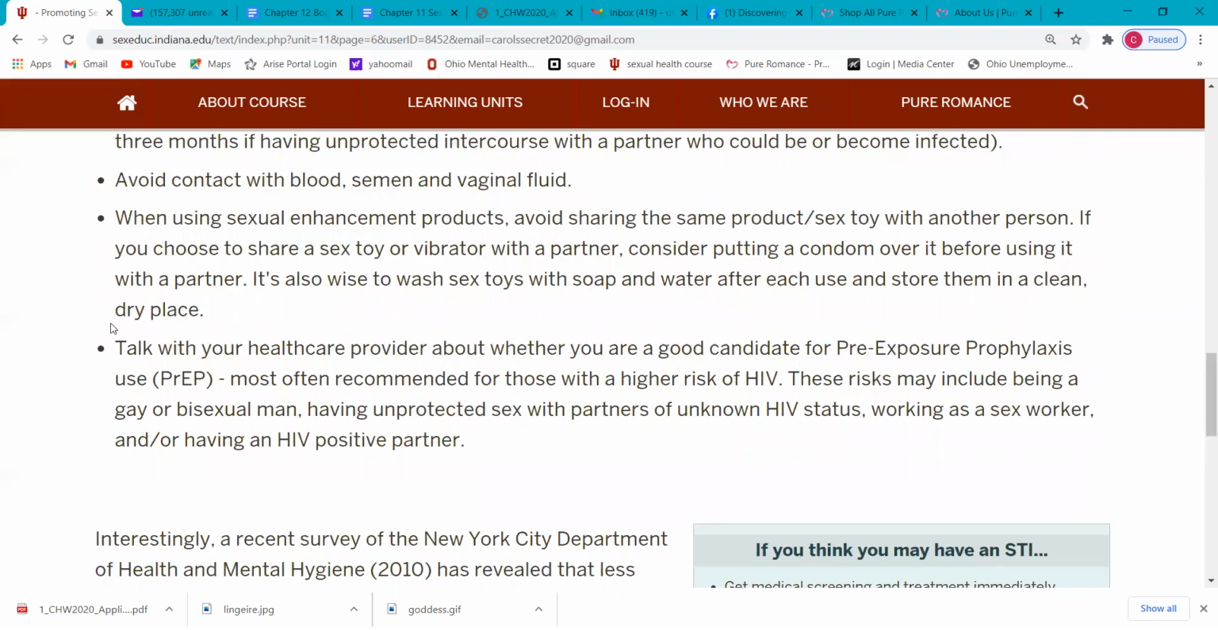It's also wise to wash sex toys after use and store them in a clean, dry place. And we would say not soap and water, ladies. We would say our cleansing mist, which is a spray, or our cleansing foam. You do not want to use soap on your bedroom toys or accessories. They do compromise the silicone that it's made of.